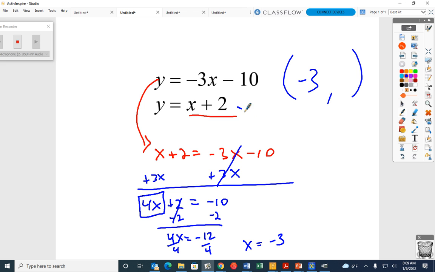Let's plug it into this one. If I say x is negative 3, y equals, instead of x, I'm going to write a what? Negative 3 plus 2. What's negative 3 plus 2? Negative 1. Let's do this one and see if we get the same answer.